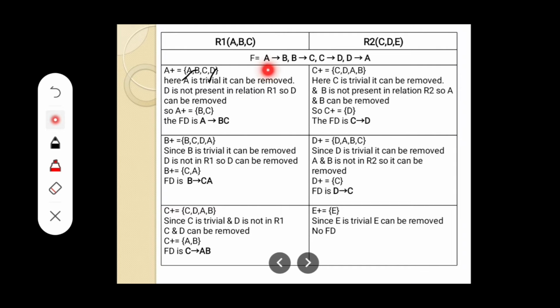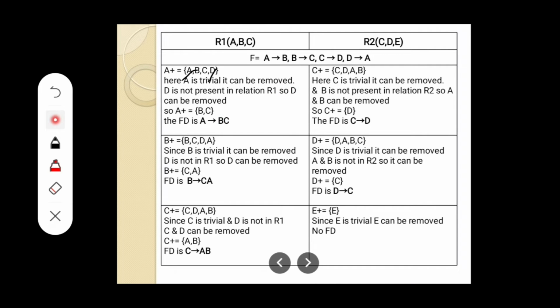Now we will write the functional dependency for this one. The first functional dependency is A determines BC. A is the LHS, and BC, the answer to this closure, will be the RHS of the functional dependency. So A determines BC will be our first functional dependency of R1 ABC. This is the first functional dependency of the subrelation R1 ABC.